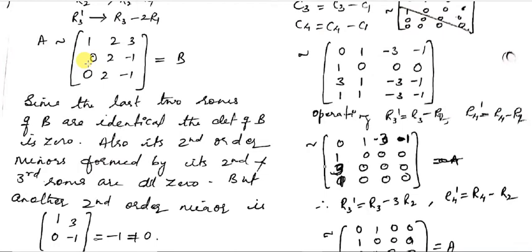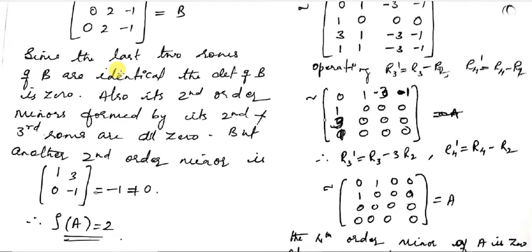Of these minors, there is a minor of order 2 whose determinant is not 0, and that minor is 1 3 0 minus 1. You can write all the possible minors and find their determinants. If any minor of order 2 is not 0, then we can say the rank of the given matrix is 2. Here I have not written all the minors. I have written the minor whose determinant is not 0, that is 1 3 0 minus 1.